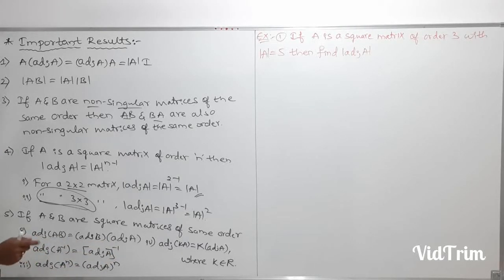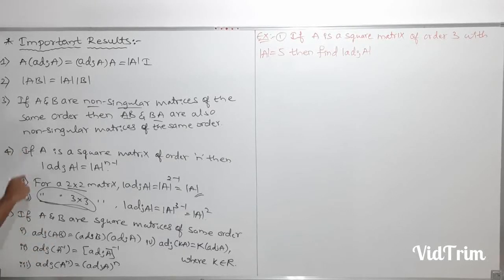So adjoint of AB: if A and B are square matrices and you take the product of them, and then find the adjoint of the resulting matrix, that is equal to the adjoint of B multiplied by the adjoint of A. That value is equal to adjoint of AB. This is the result you should remember.